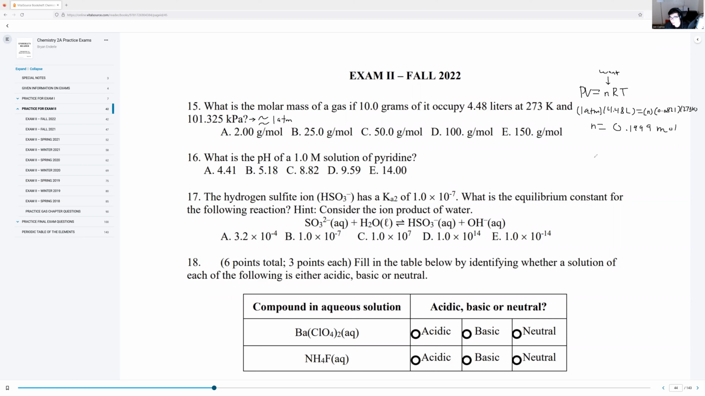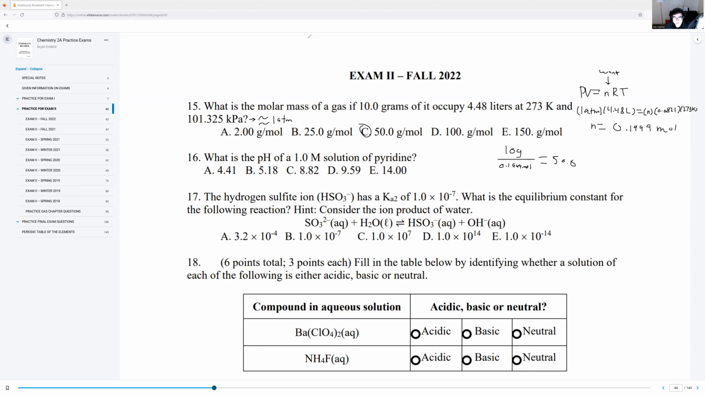Now I can convert moles into molar mass because I have the grams. So I just do 10 grams divided by 0.1999 moles. And you get 50.0. I think it's your C.